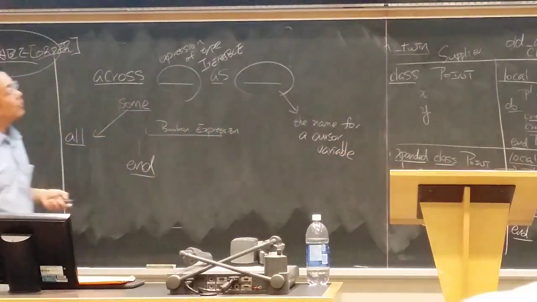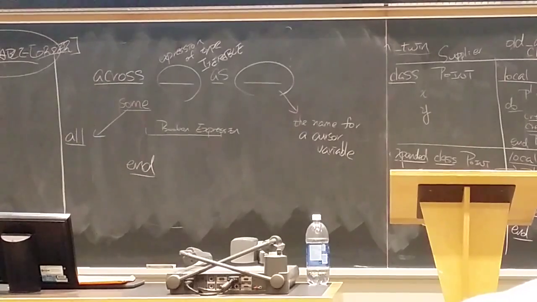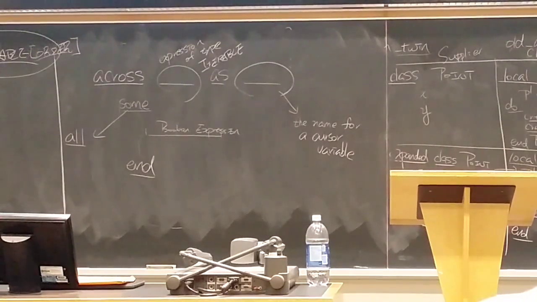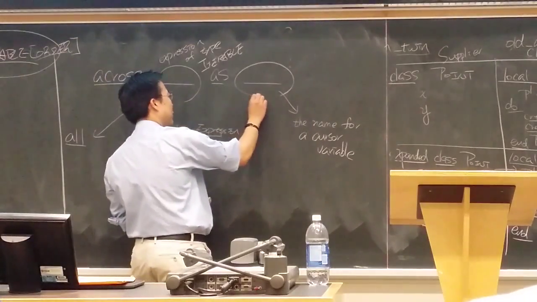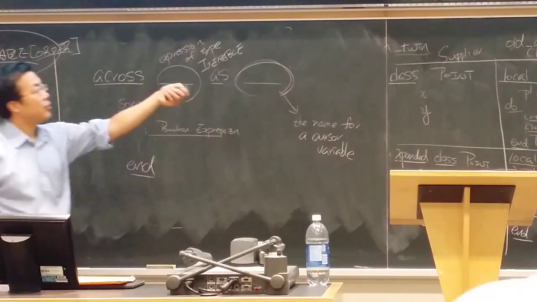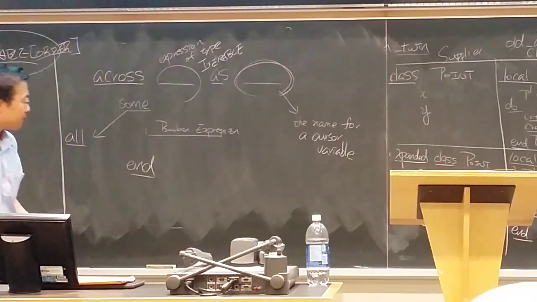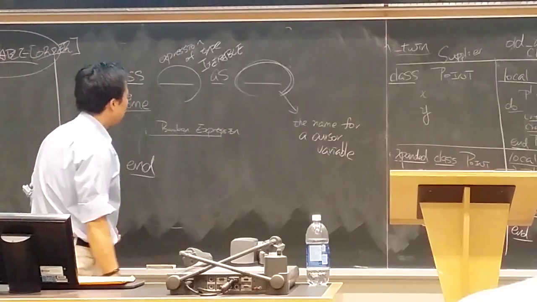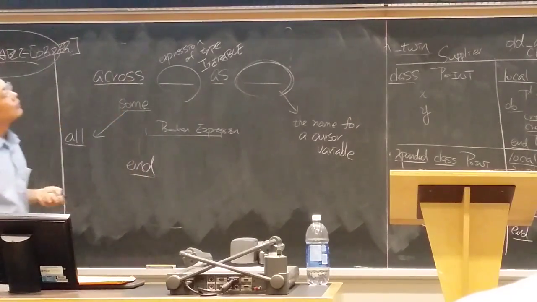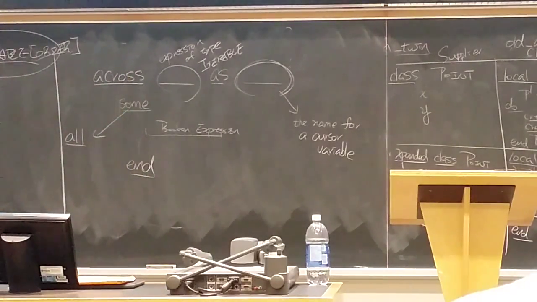Let me remind you about the architecture diagram. If you refer back to your diagram and look there, you can see that iterable is supposed to return some new cursor. So you can think of the variable you have here as going to capture that new cursor. Okay?